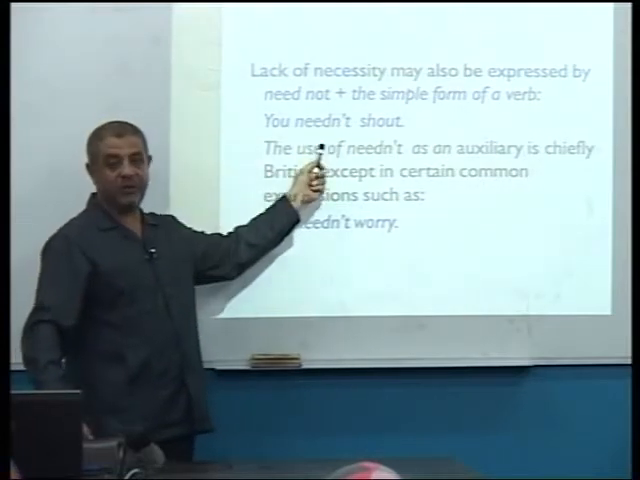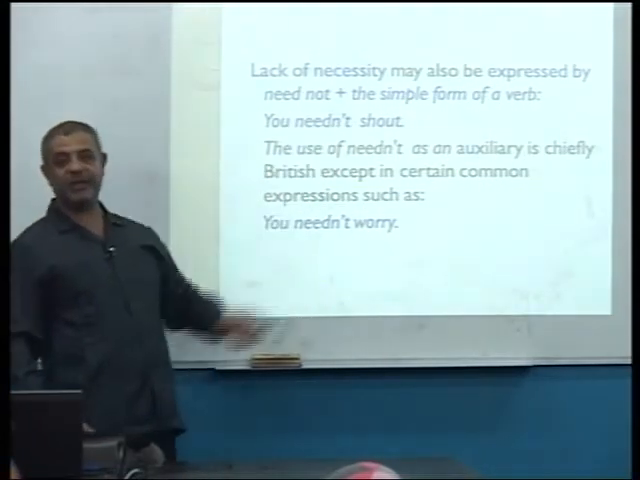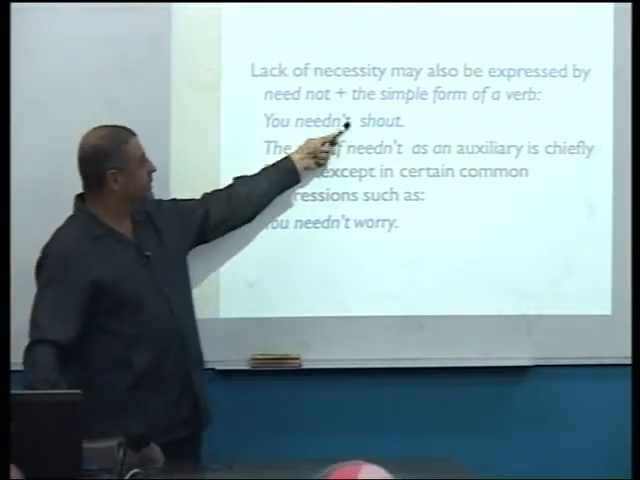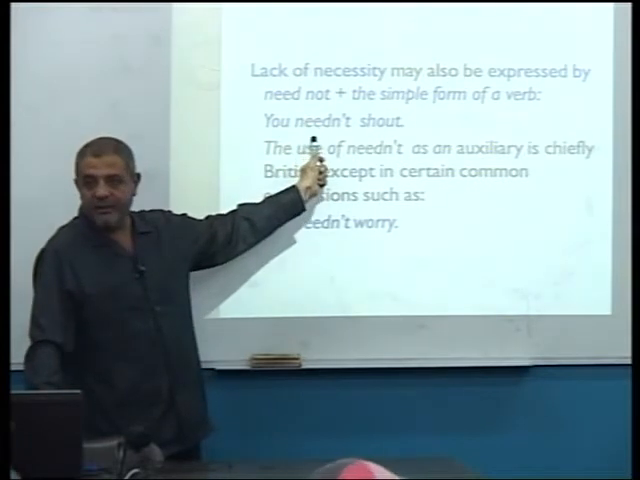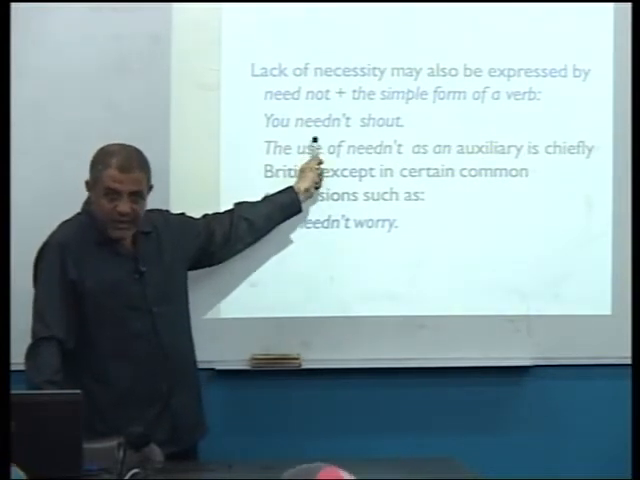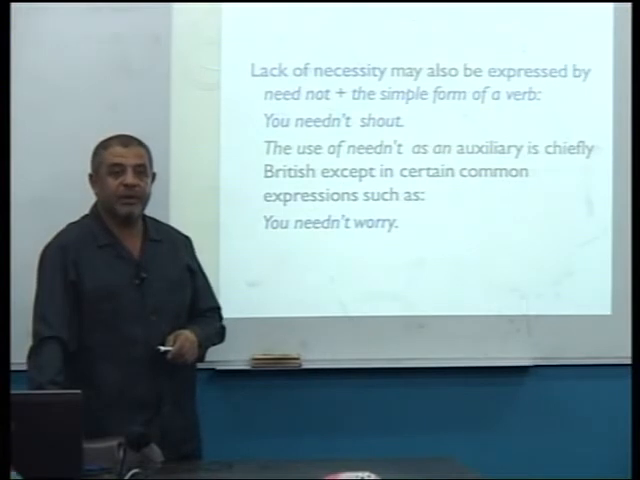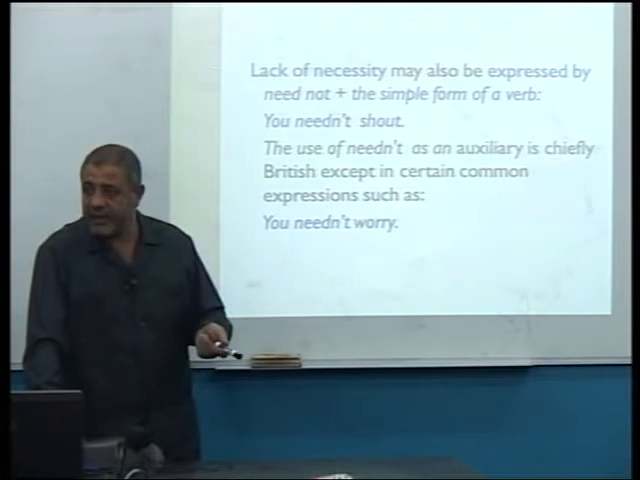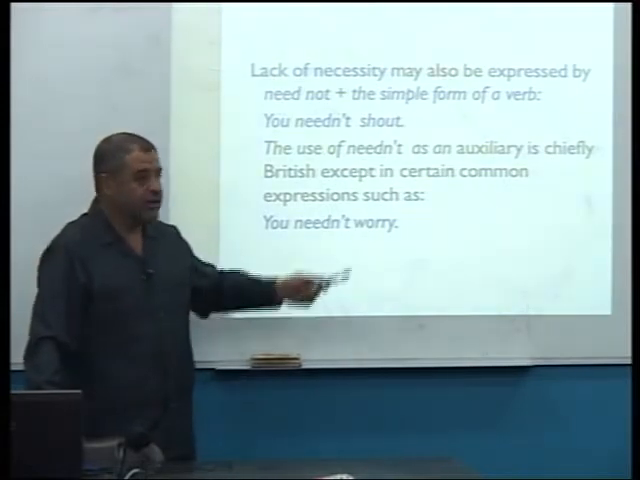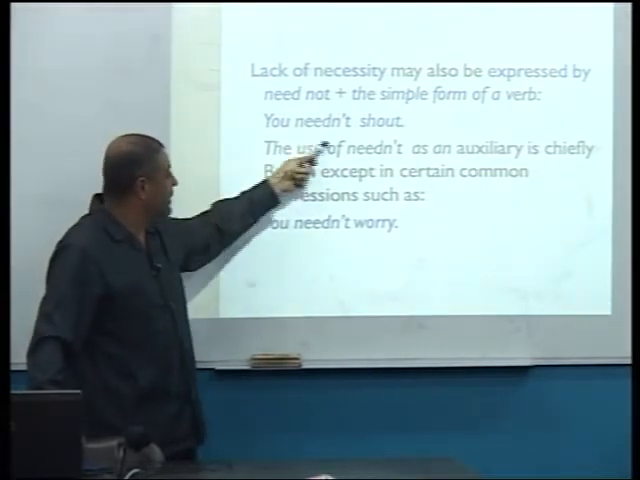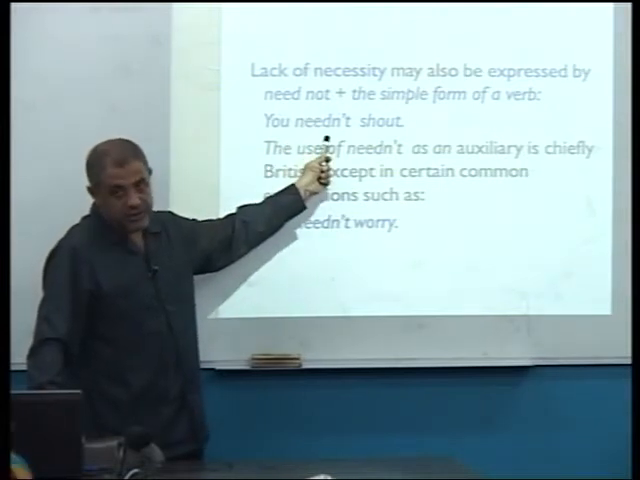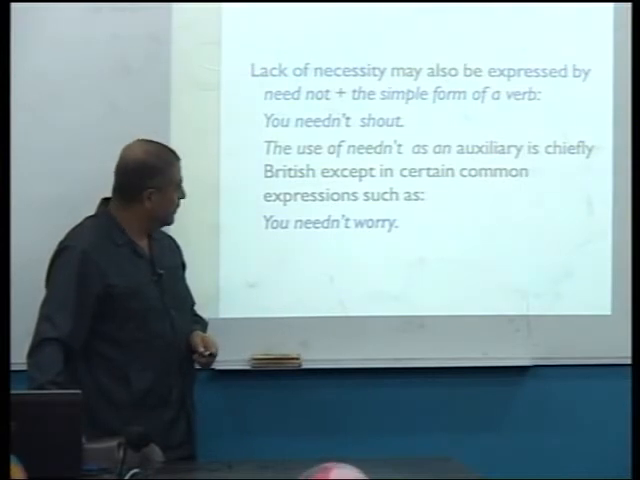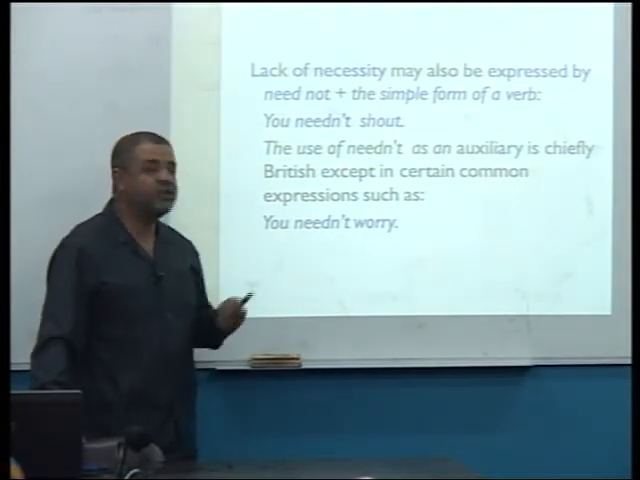You needn't shout. Look, needn't here is treated as an auxiliary, right? Not is added to need. Need here is treated as an auxiliary verb. You know auxiliary verbs can accept not, but a lexical verb doesn't accept the not, right? So it accepted the not, and this is accepted in British English. What does it mean? You needn't shout. You don't have to. Very good.